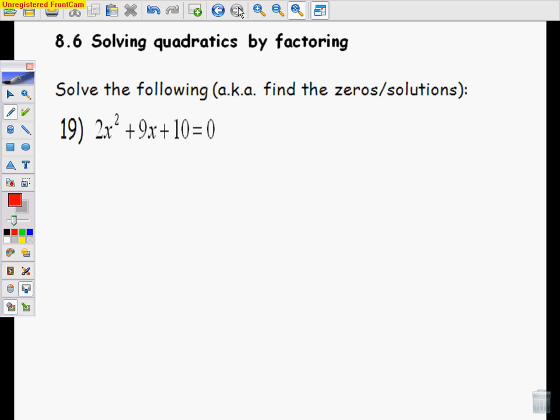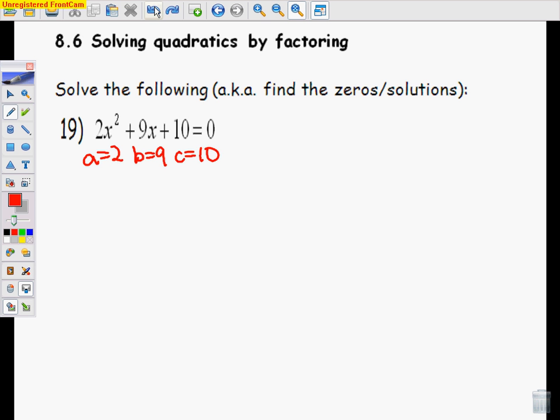Here, is there a GCF that we can factor out of all three terms? No. Okay, so since there is not a GCF, first of all, let me say this. A is 2, B is 9, C is 10. So we notice that A is not equal to 1. Since A is not equal to 1, the two methods that you could choose from are either guess and check or factoring using the AC method.